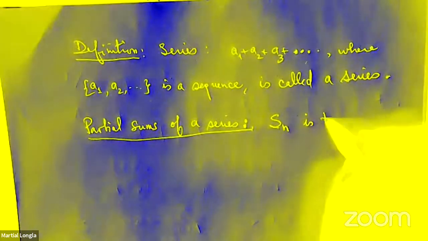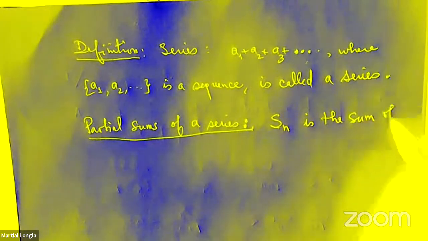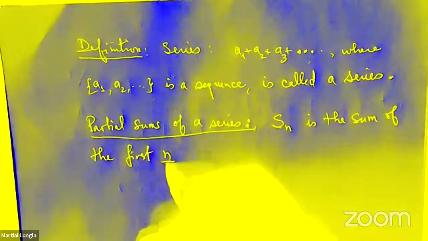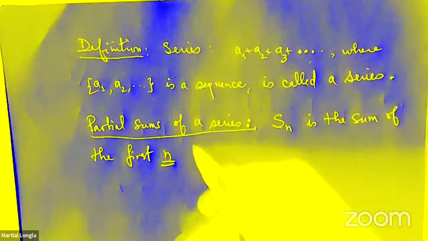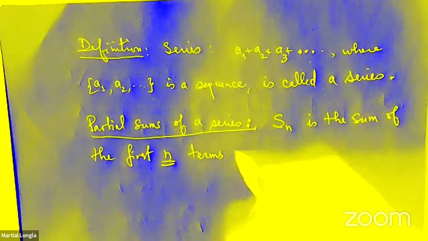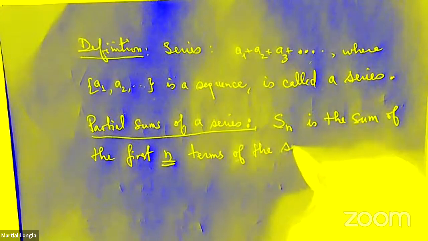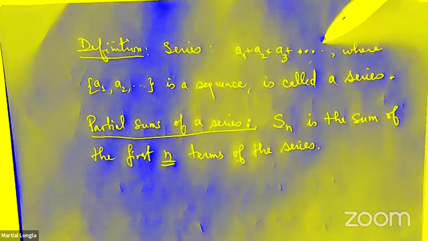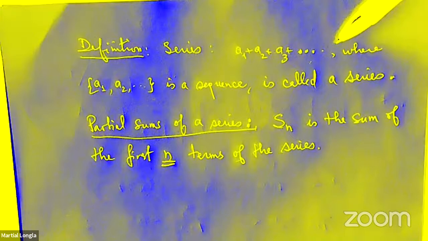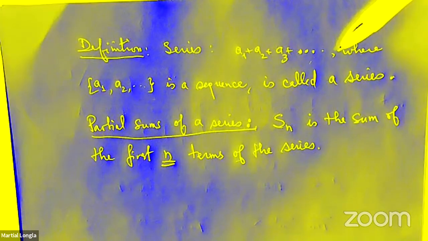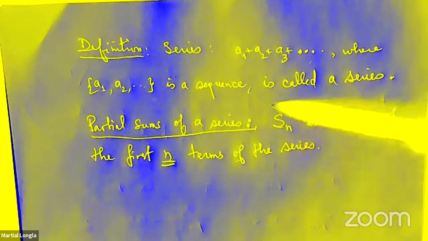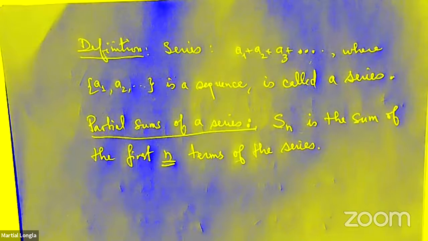Sn is the sum of the first n terms of the series. So you take this series, you don't add all the terms because you don't know how to add them. You take an arbitrary number n, that is denoted n, and you try to find a formula for the sum of those n terms. That's what you call a partial sum.